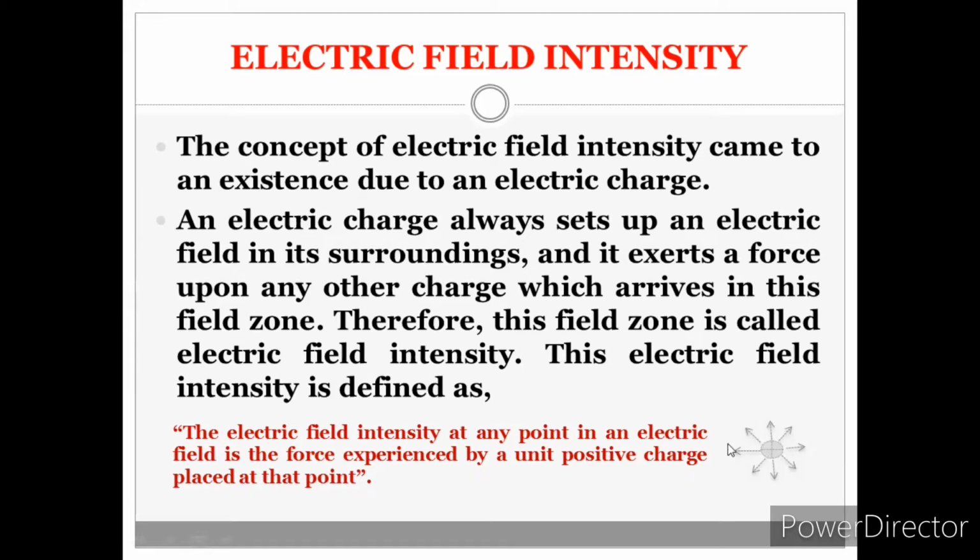Therefore, the field zone is called the electric field intensity, at what intensity it is performing the operation there. The definition is given as: the electric field intensity at any point in an electric field is the force experienced by a unit positive charge placed at that point. Now, if you bring a unit positive charge and place it in the surroundings of this charge, that particular unit charge experiences a certain amount of force, and that force it is experiencing is called the electric field intensity there. This is the definition of electric field intensity.